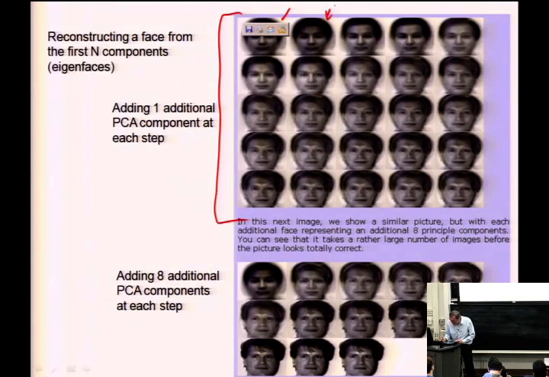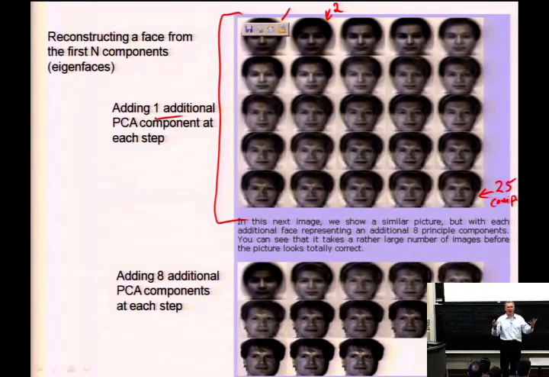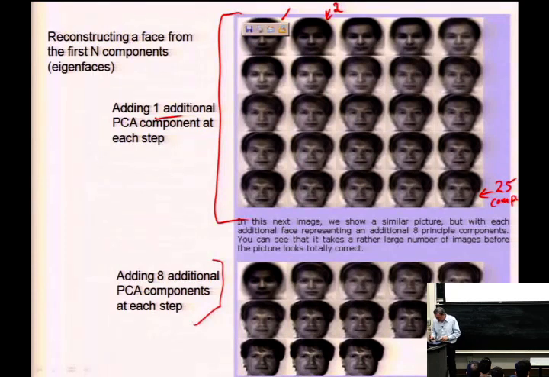Here it is if we use 2. Then here's the reconstruction of the face using 2 and adding one additional component at each step here. So here you see it's 25. Here's the 25-dimensional reconstruction of the face from 25 numbers. And here it is if we add 8 at a time. That would mean we're up to 80 plus 24, so this is 104. And you can see it's visibly better than it was if we just used 25.